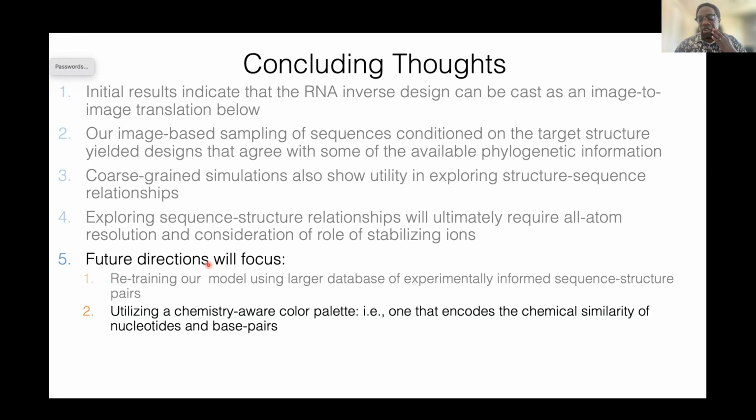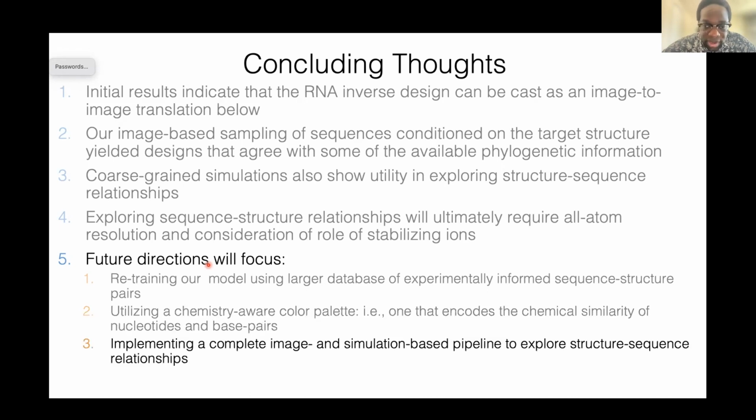Right now, we didn't really try to encode any relationship between nucleotides and their colors, such that, you know, purines should have colors that are close to each other versus pyrimidines. We didn't do any optimization of our palette. That's something one can imagine doing. And then implementing a complete image-then-simulation-based pipeline to explore sequence structure relationships.